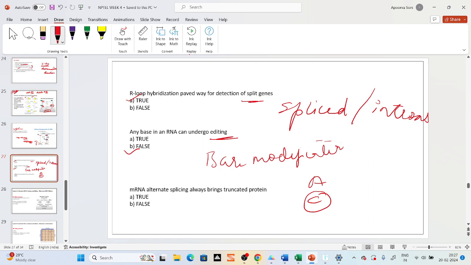And even if we talk about insertion or deletion, the insertion and deletion of only uridine takes place. Only uridine is either inserted or deleted in the case of RNA editing. We are not talking about normal mutations. In mutations, any base can be inserted, deleted or modified. Here we are specifically talking about RNA editing. In RNA editing, addition and deletion of only uridine takes place and modification of either A or C takes place. So it's not any base that can undergo editing, only A, C and U can undergo editing, and those are different kinds of editing.